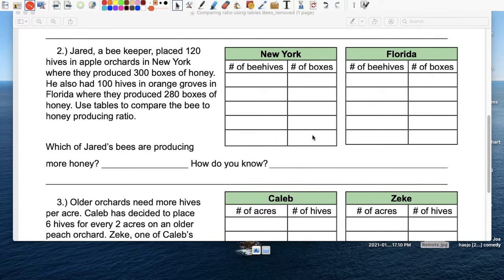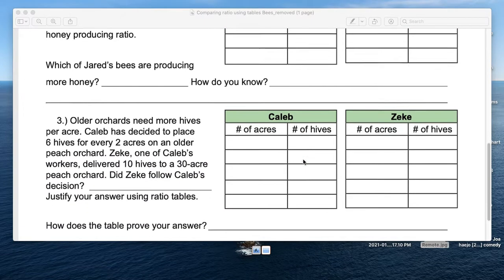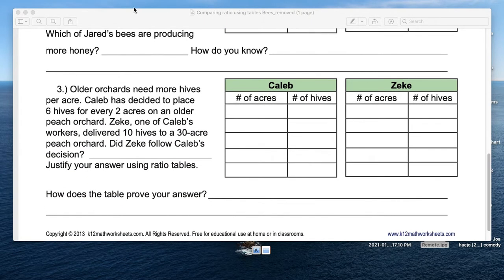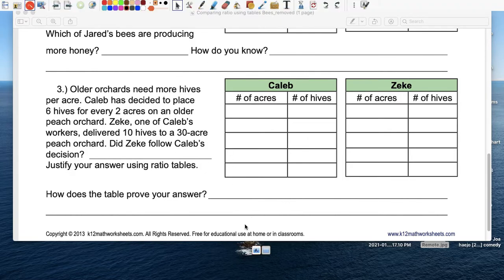Okay. So now I think is the last question. Yeah, last question. Okay, so again, let's read this. Older orchards need more hives per acre. Caleb decided to place 6 hives on 2 acres. So 6 hives on 2 for Caleb. Zeke, one of his workers, delivered 10 hives to 30 acres of land.